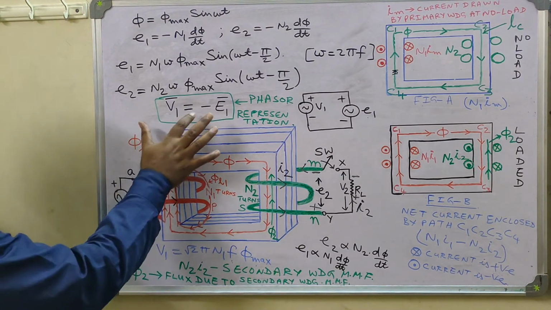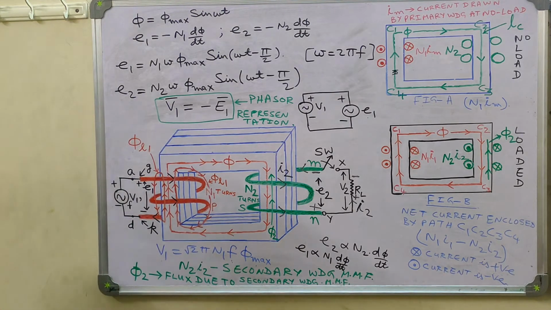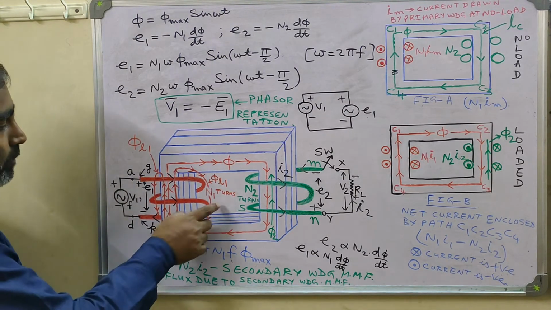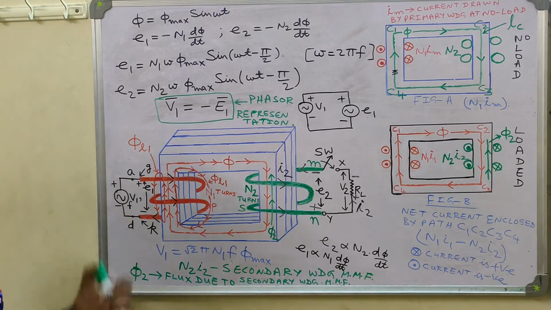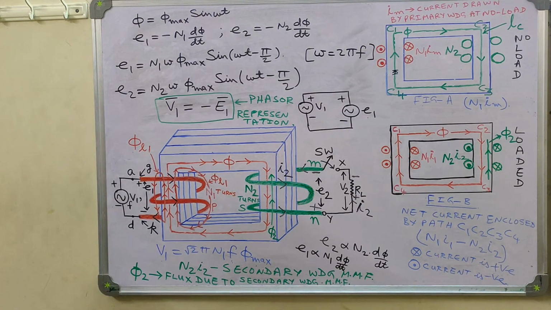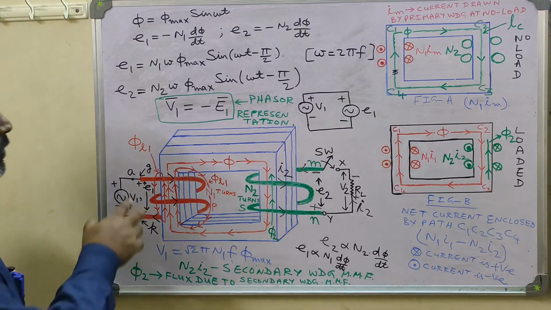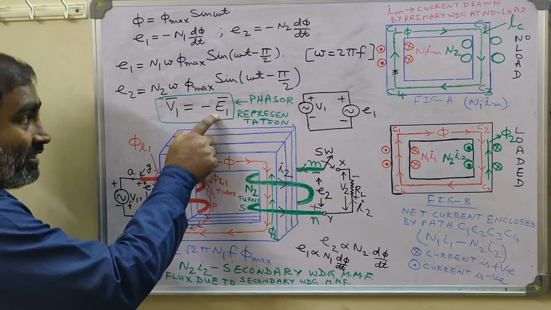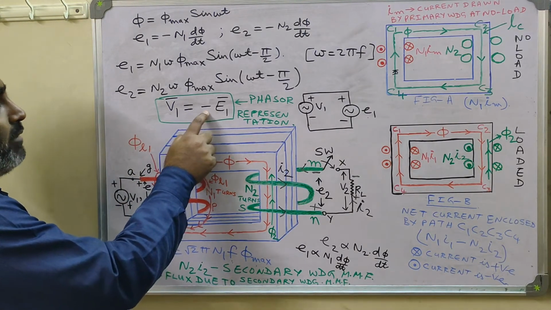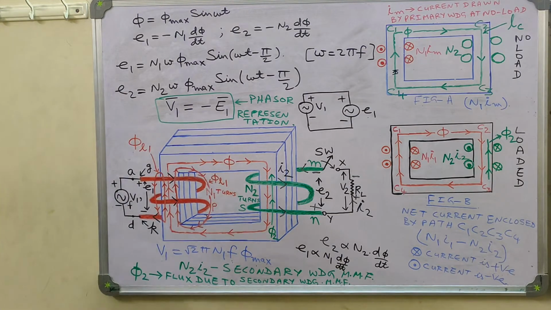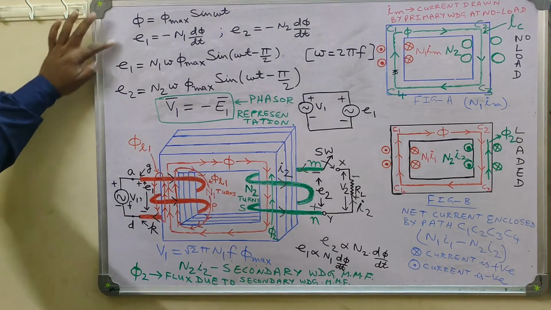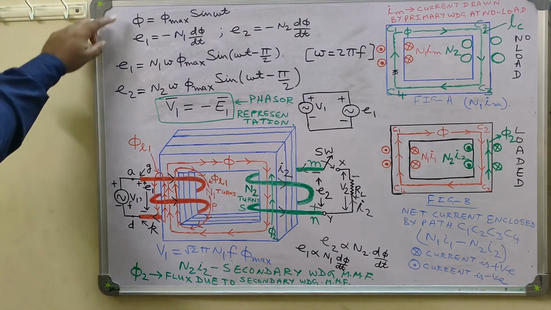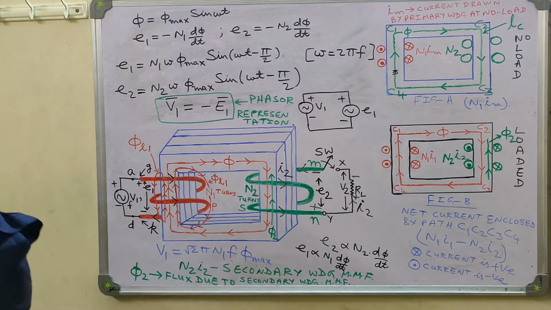Just that thing is being represented here, that the induced EMF in the primary coil P will oppose the applied voltage V1. So just to indicate that, in the phasor representation a minus sign is indicated. Okay, now keeping these things in view, we will also utilize this information when we draw the phasor diagram.